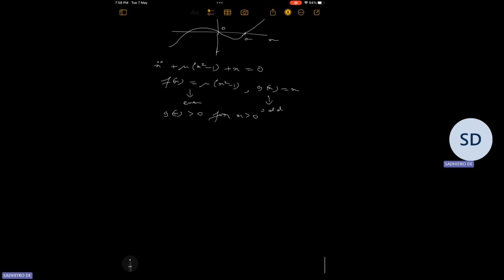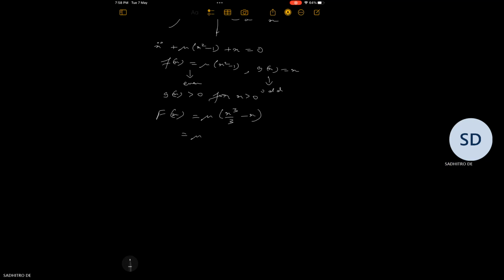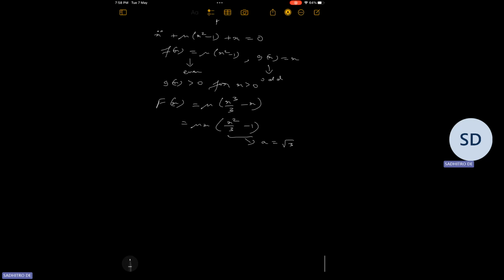Finally, we take a look at the last condition, which is capital F of x. The integral of f of u is given by mu into x cubed by 3 minus x. This can be written as mu into x squared by 3 minus 1, and you see that it has a positive zero at x equal to a, equal to root over 3. So at root over 3, there is a positive zero. So this condition is also satisfied, and therefore the Van der Pol equation has a stable limit cycle.